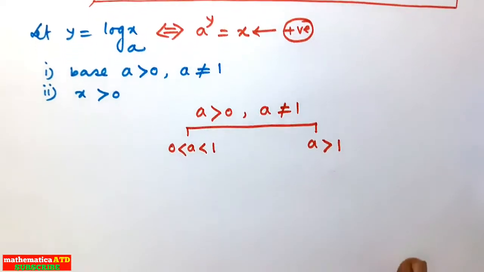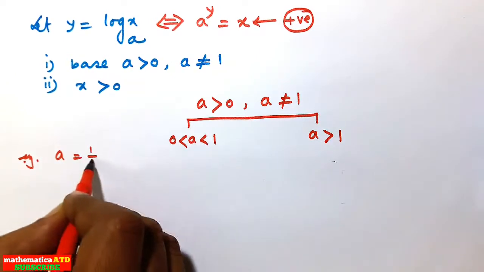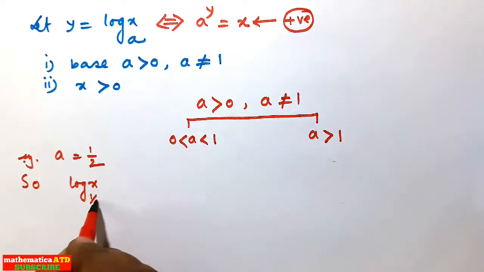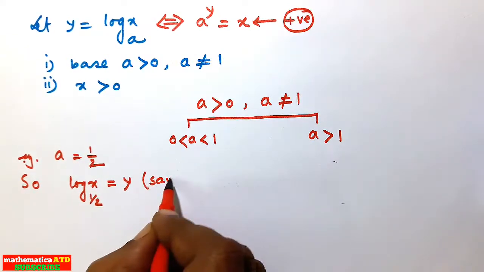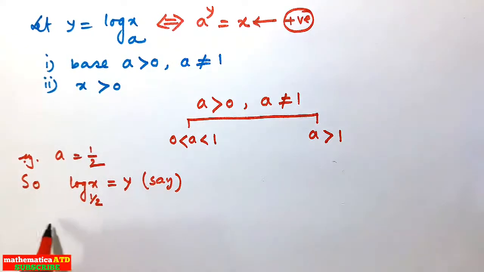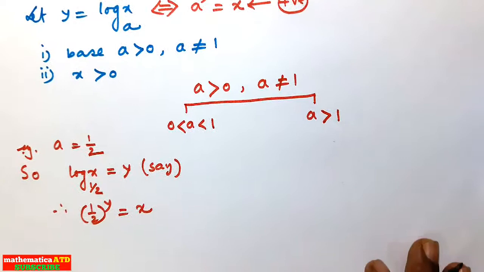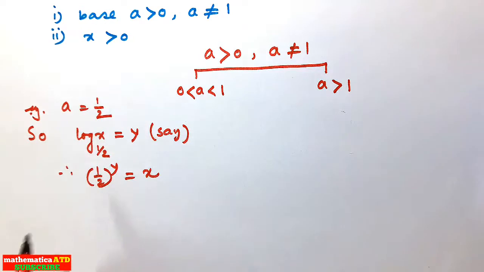Let us consider, say, a is equal to half. So log x base half is equal to y. Therefore, half to the power y is equal to x. Now we shall take some values of x, some positive fractions and some positive whole numbers.